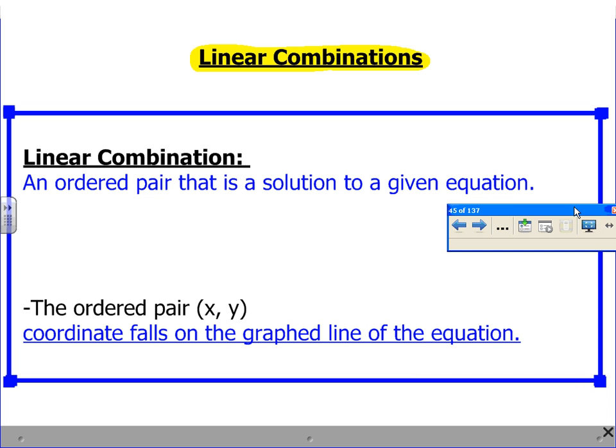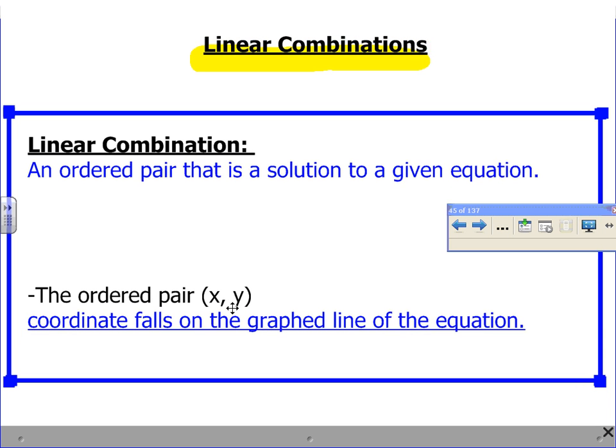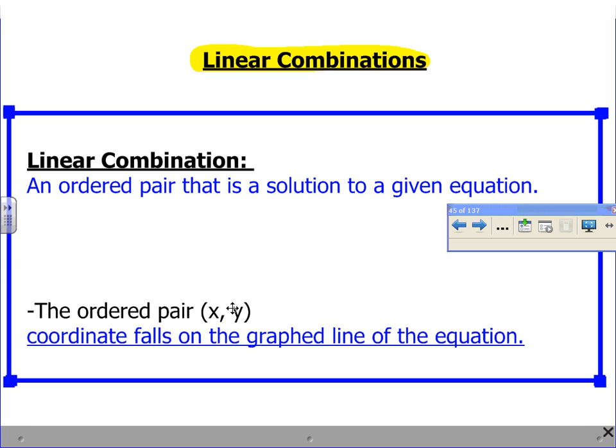So here's what I basically just said. The ordered pair (x, y), and then there's a line for you to fill in. The coordinate falls on the graphed line of the equation. So we were going to show you this, but it's not necessary. I'm just going to explain it right now without showing you. Basically, if you have a graph, all that's saying is every point on the line of that graph is a solution of the equation. So again, every point on the line is going to be a solution to that equation.